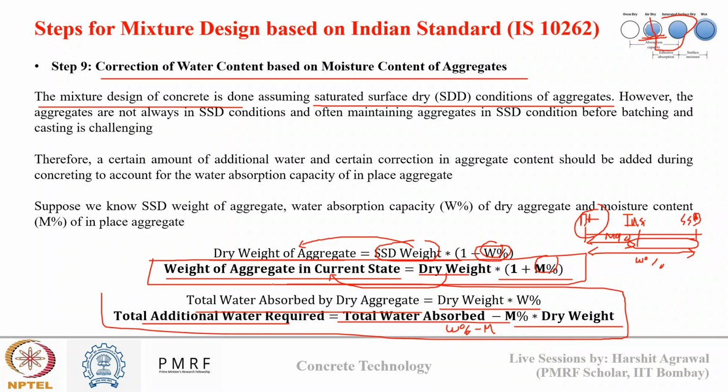The same thing is written in this equation. In this way I will be able to do the water correction, and I will get my aggregate into in situ condition also. Both of these corrections will ensure that whatever free water I am adding into concrete is just for the W by C ratio, for workability and strength, and none of that water will be absorbed by aggregate.